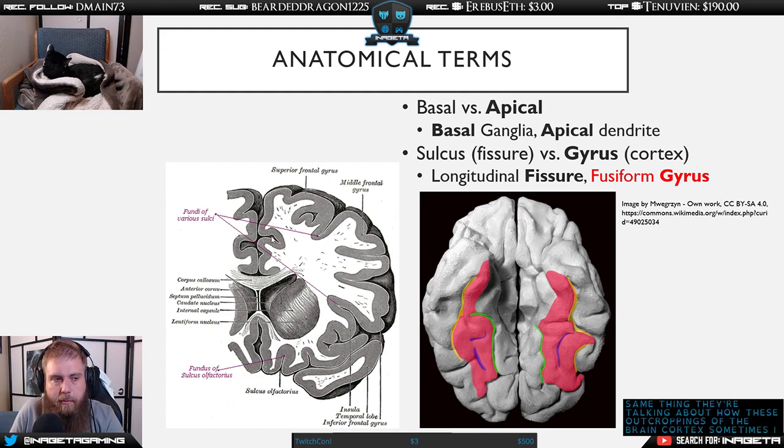Cortex sometimes also does refer to every bit of the gray matter here, whether it's part of a sulcus or part of a gyrus. But if you see a specific part called the such and such gyrus, or such and such cortex, they're talking about the part that sticks out, or the hill, contrary to the valley.